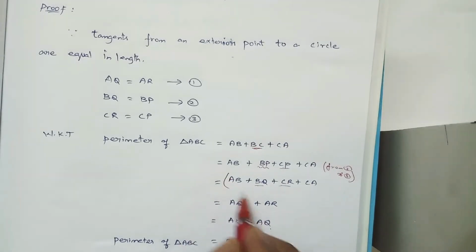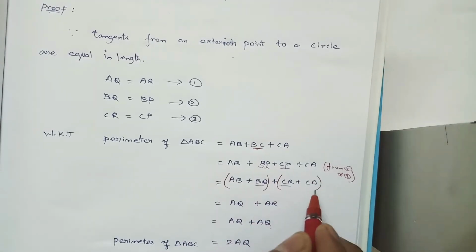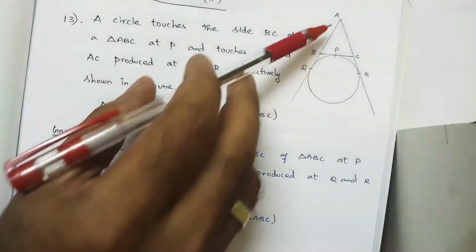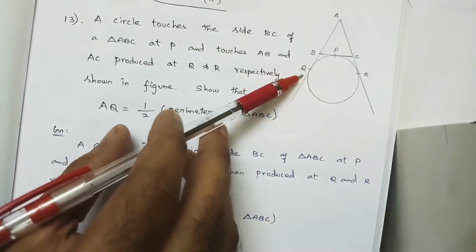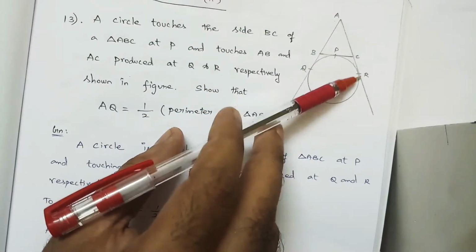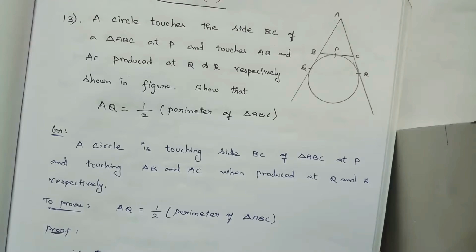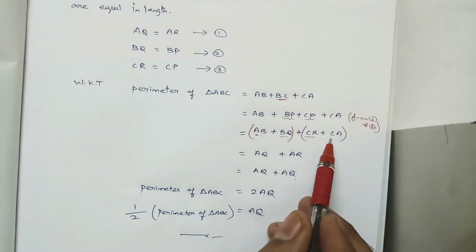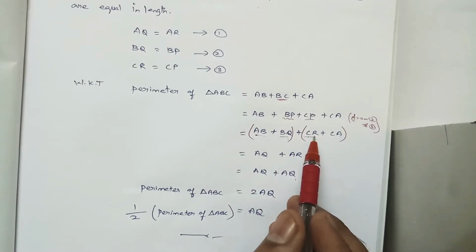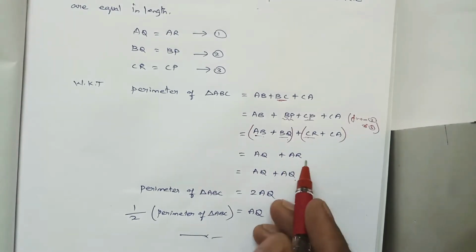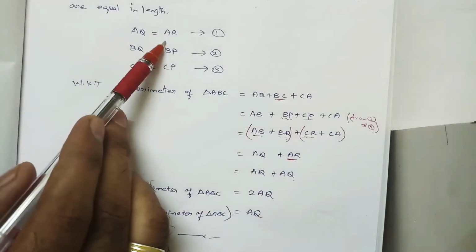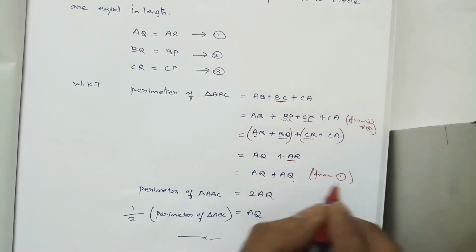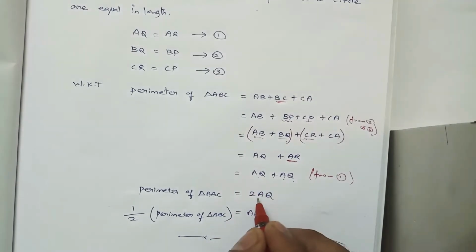So now we have AB plus BQ and CR plus CA. AB plus BQ is equal to AQ. AC plus CR is nothing but AR, right? Already we know that AR is equal to AQ from equation number 1. So I am substituting AR is equal to AQ. AQ plus AQ is equal to 2 times AQ.